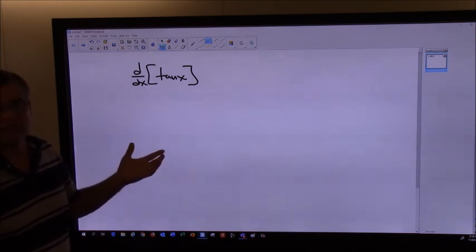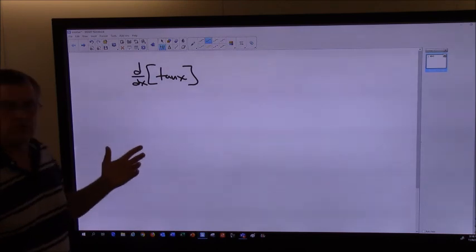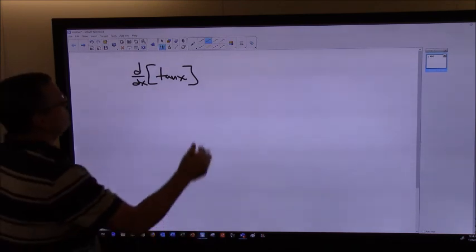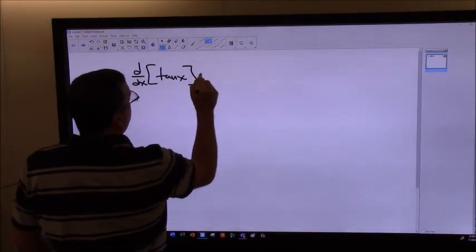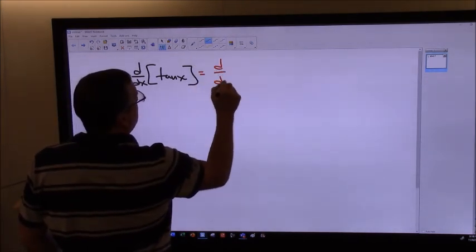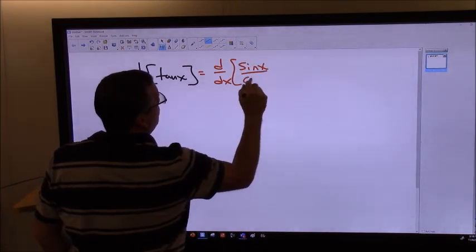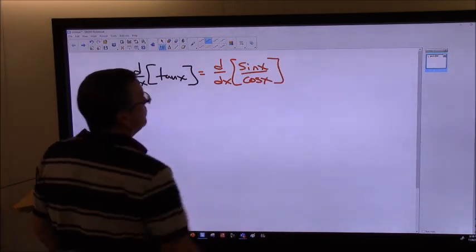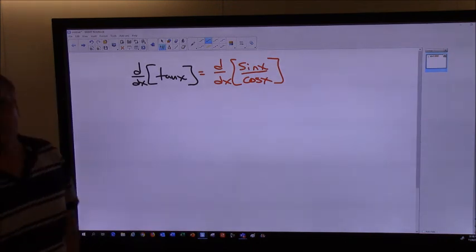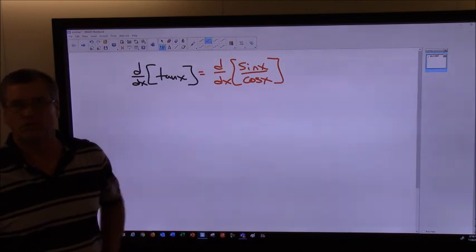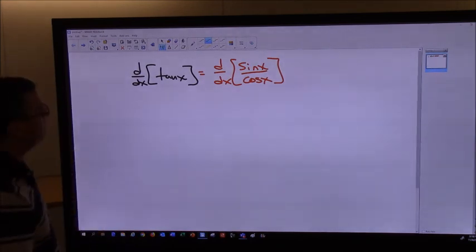Which means, whenever we're doing trig and we don't know what to do, we have to change to sines and cosines. So this would be equal to the derivative of sine of x over cosine of x. And the moment you see that, you realize, oh, fraction, we can use the quotient rule. We learned that yesterday, right?